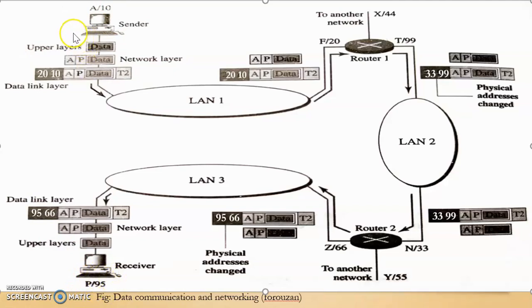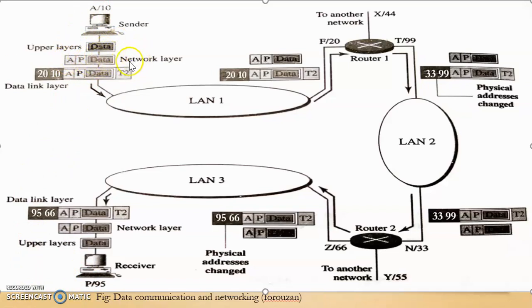So first the sender will receive the data from the higher layers. Then at the network layer, it will attach the IP addresses. That is, it will attach the IP address of the sender and the IP address of the receiver. So mostly first the IP address of the sender is attached and then the IP address of the receiver is attached. So in this case, the sender's IP address is A and the receiver's IP address is P. So the IP addresses will be attached at the network layer.